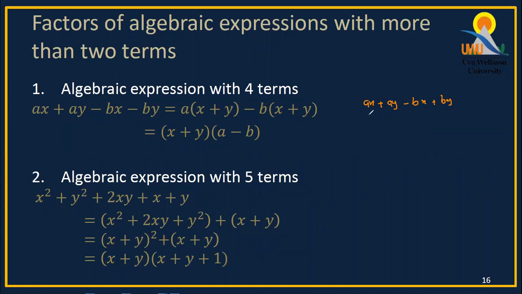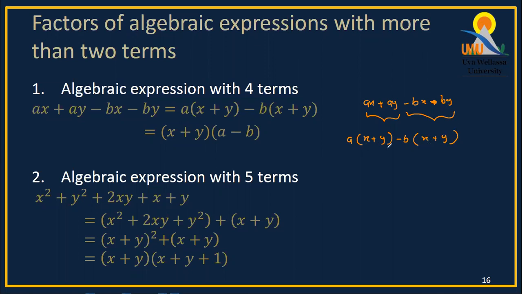Here, the way it is given, we can consider these two, because we can see that a is common for the first two and b is common for the second two. Therefore, what we are getting here is a times x plus y for the first part. Then I am taking minus b out. Yes, it is minus b, not plus b. Then we can take this as again x plus y.